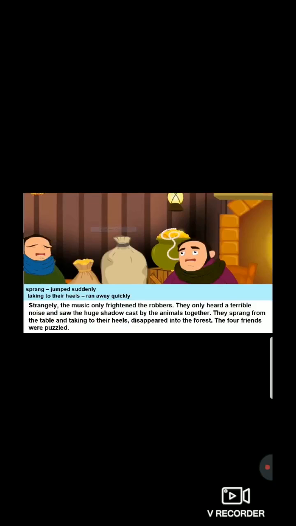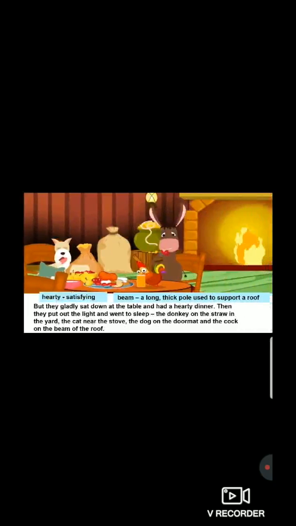Now the four friends were puzzled. Now here, the four friends. Who are those four friends? Yes, the musician band. Means the donkey, the dog, the cat and the cock. They were puzzled. Means they were confused, wondering whether their song was good or not and why these people ran away. So they were just a little bit confused. Then but they gladly sat down at the table and had a hearty dinner.